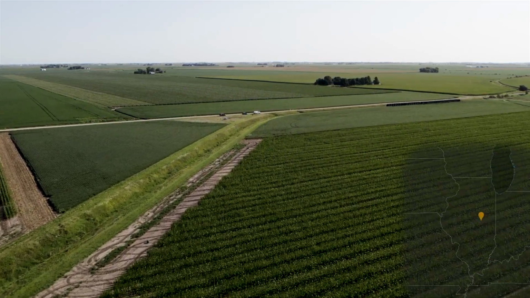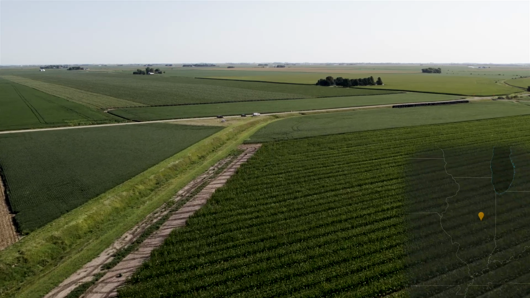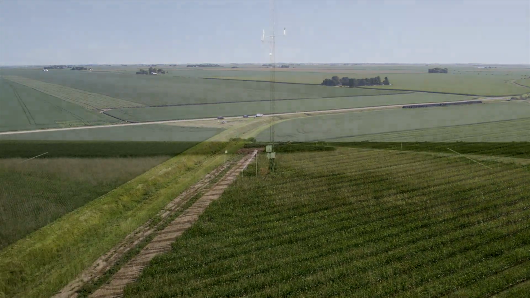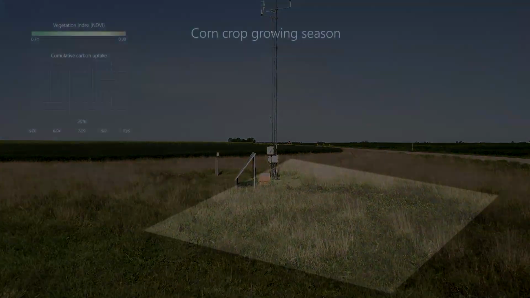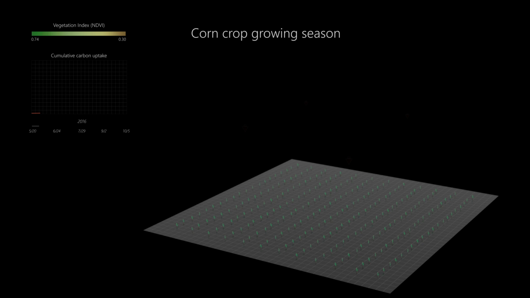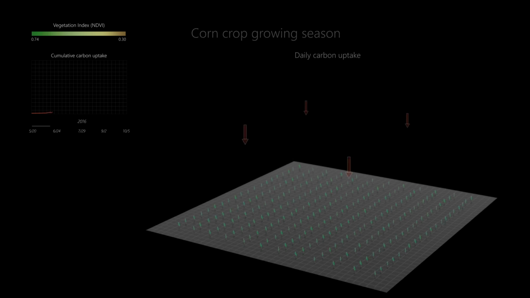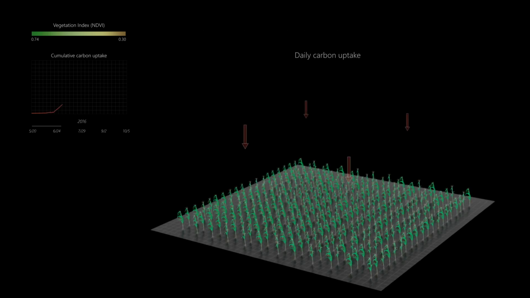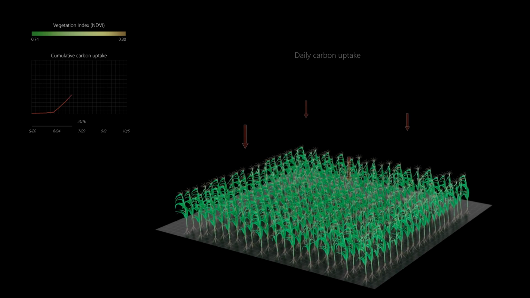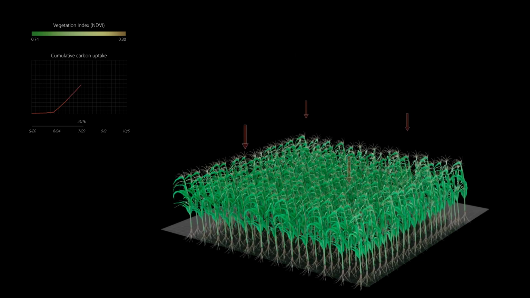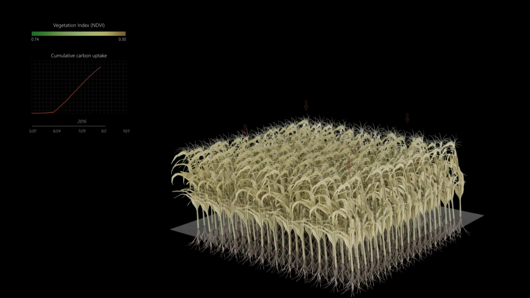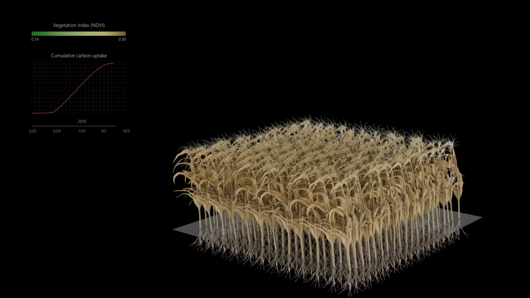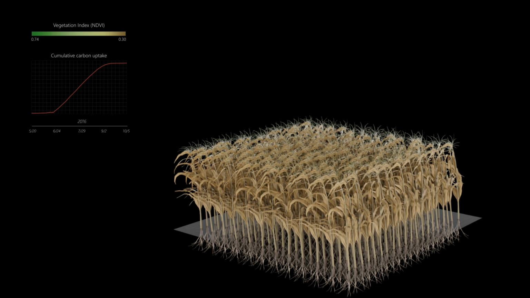In the Sangamon River Basin in central Illinois, we measure this vegetation activity or lack of activity at an eddy covariance flux tower. The carbon dioxide in the atmosphere is taken up by crops over the course of a growing season through the process of photosynthesis, shown here as red arrows. This carbon, called gross primary production, is used by the plant to increase its above and below ground biomass in the form of leaves, stems, seeds, and roots.